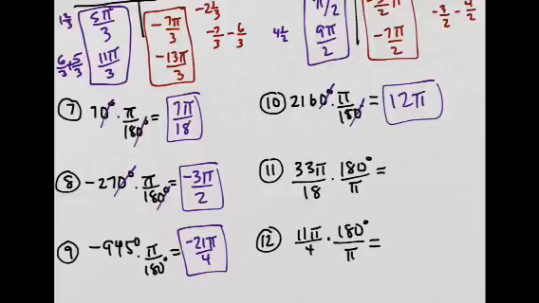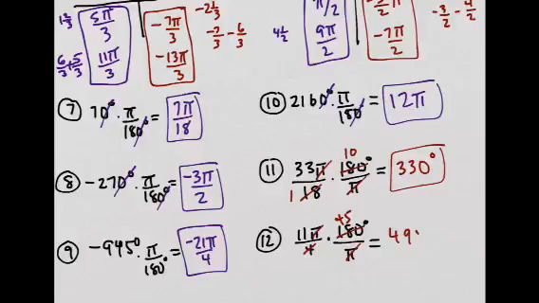Alright, so for the other ones, 11 through 14, we're going the other way around. We're starting with radians, and we're going to change it to degrees. So right here, I can see that the pi's are going to reduce. 18 goes into 18 once, and it goes into 180 10 times. And so 33 times 10 is 330 degrees. Okay, for number 12, pi reduces with pi. 4 goes into 180 45 times. And 45 times 11 is 495 degrees.